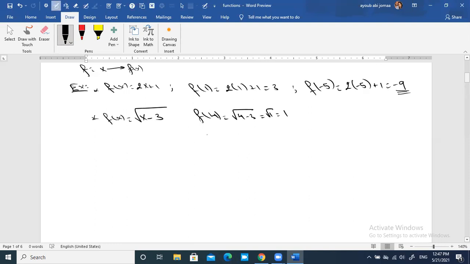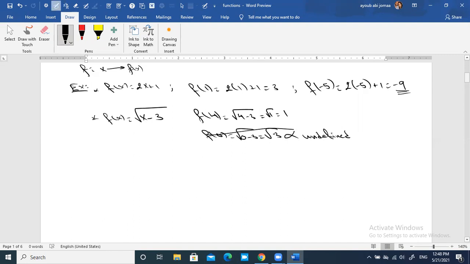What about f of 0? What can you say about f of 0? I think it doesn't work. It would become radical 0 minus 3, radical negative 3. It's undefined. It doesn't work, right. We cannot have a negative under the radical. Impossible. From this we will move to something called the domain of definition of the function.